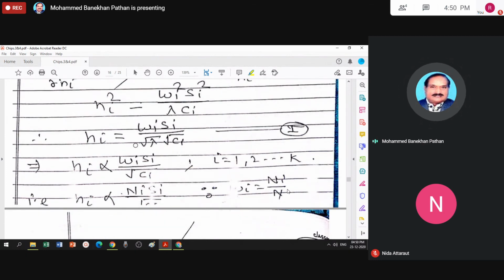Now root lambda is a constant. If I drop it, the equal sign becomes proportional. So what is the relation? Ni is proportional to Wi Si divided by root Ci. And this is your answer for Ni. But here lambda is an unknown constant that is to be decided. Then you get a formula for Ni. How to decide root lambda? It is decided by using the condition of the cost function.